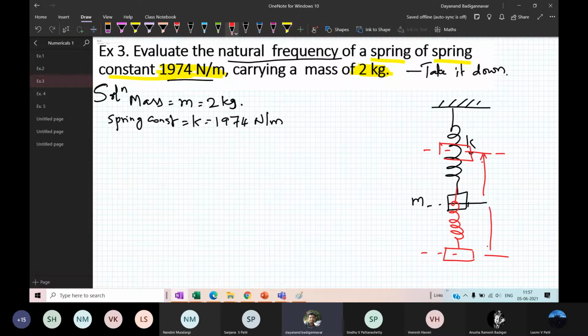So this is the displacement. It is oscillating between A and B. To calculate the frequency, we have a direct formula for the natural frequency of the spring, which I have given in the last class. n is equal to 1 upon 2 pi into root of k divided by m.